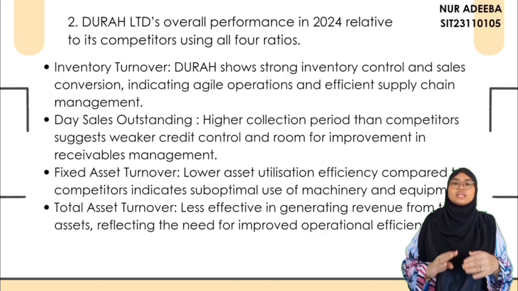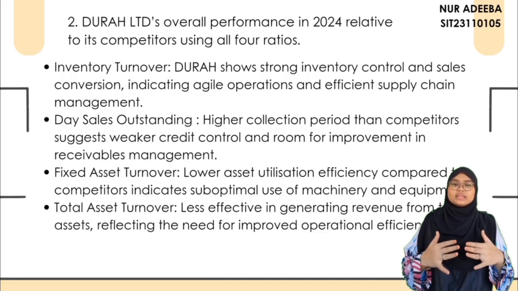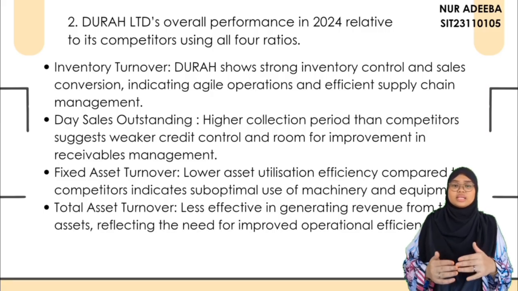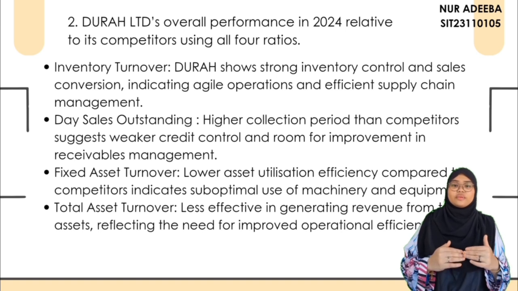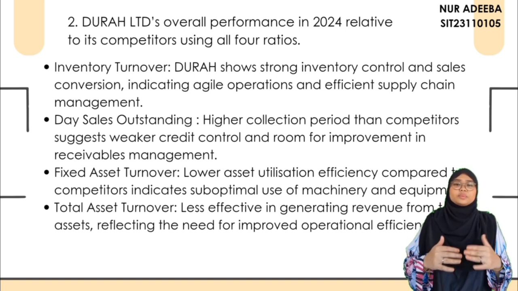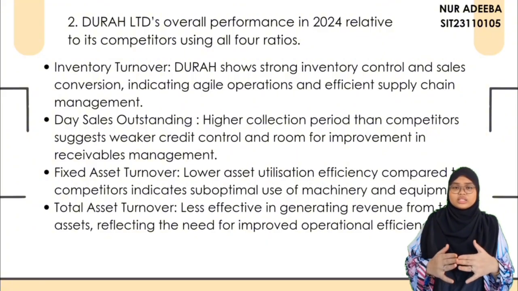The fourth is total asset turnover. Dura Ltd lags behind in terms of using its total assets to drive sales. This indicates a lower level of operational efficiency and suggests the company needs to optimize its overall asset utilization to remain competitive.